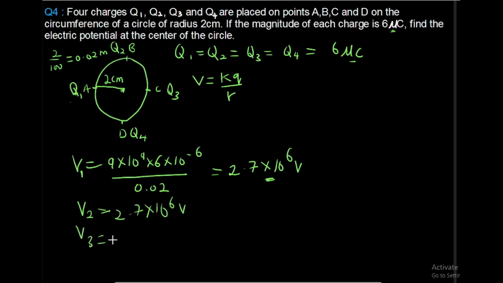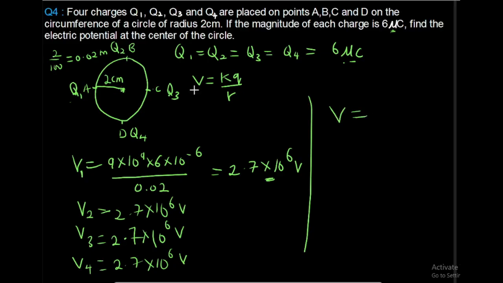V3 will also be equal to 2.7 times 10 raised to the power 6 volts, because V3, being the potential of Q3, will have its magnitude of charge to be the same, and its distance to the center to be the same, because it's also the radius. The distance of each charge to the center is the radius, which is 2 cm. Now V4 will also have its potential to be 2.7 times 10 raised to power 6 volts.